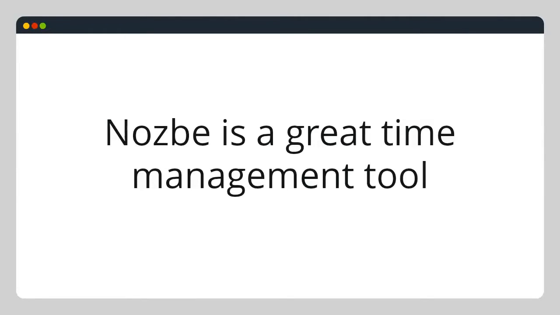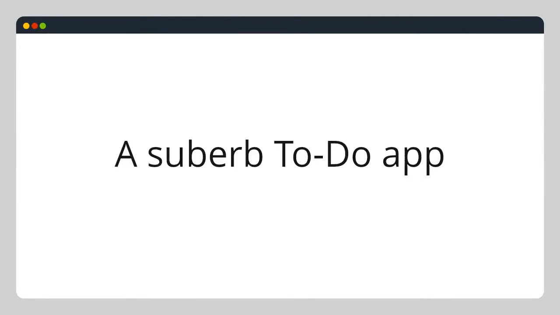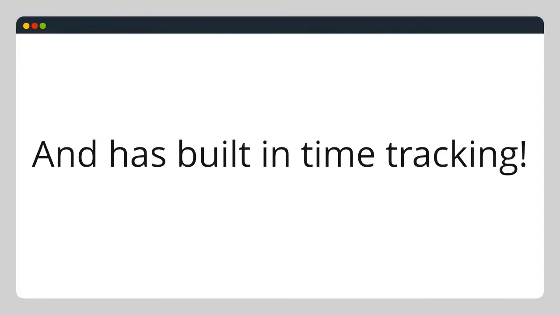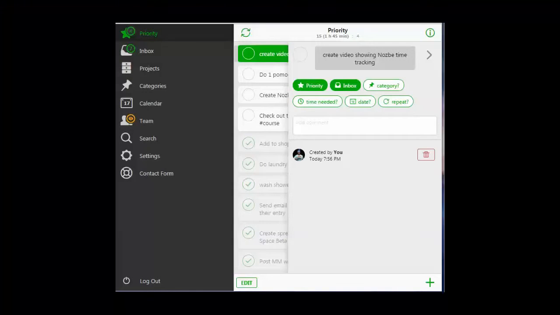Nozbe is a great time management tool, a superb to-do app, and has built-in time tracking. Check these features out. With Nozbe time tracking, it's really easy to put in how much time you think something's going to take you, so that you can keep a running total of, say, how much time you're going to be spending on tasks for the day. Or you can look into the future, things like that, and figure out how much time you're going to need. So this is a really handy feature.